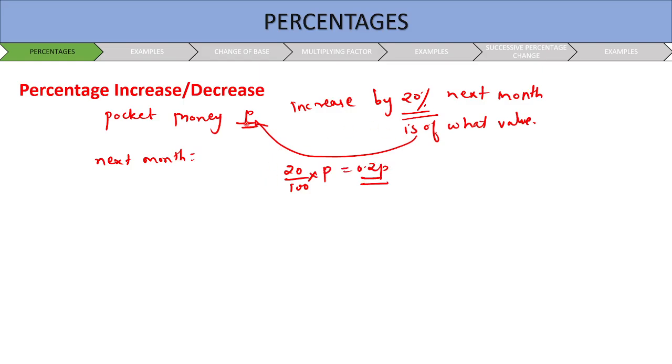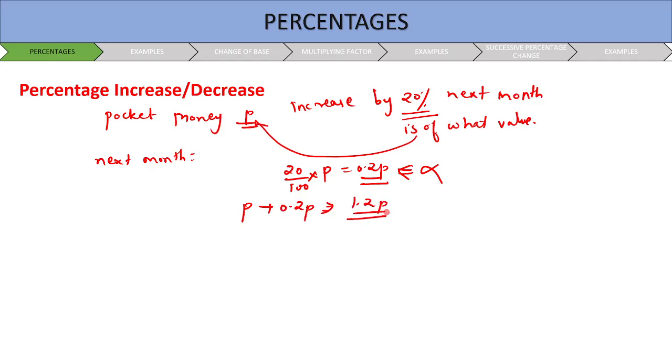I am saying that your pocket money is P. Next month it is increasing by 20 percentage. So this 0.2 P is less than P. So is your final answer 0.2 P? No. What then will be your final answer? Initially you are receiving P. Afterwards your value increases by how much? 0.2 P. So the final value which you are receiving will be 1.2 P.